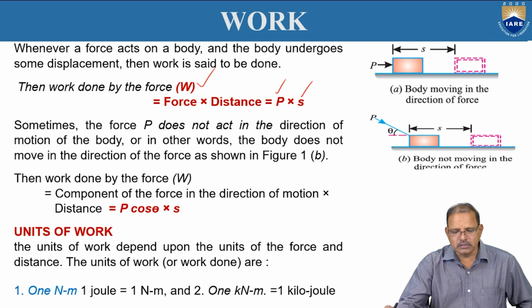Here generally P is represented in newtons and the distance in meters. The work done can be written in newton meters, which is equal to 1 joule.